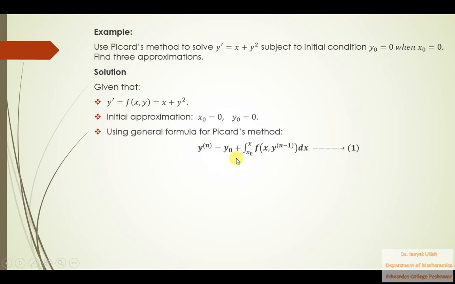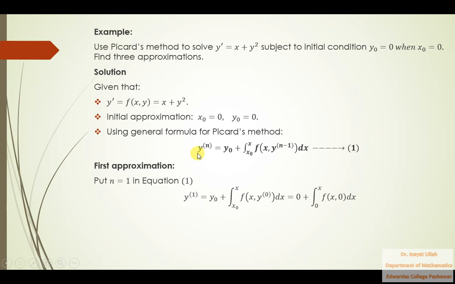So that is the general formula of Picard's method, which we have studied recently, and we need to find 3 approximations from this formula. So for the first approximation, we need to put n is equal to 1 in this equation. So whenever you put n is equal to 1 in this equation, you'll get y1 is equal to y naught plus integral from x naught to x of function of x comma y power 1 minus 1, because n is equal to 1 and 1 minus 1 is 0.